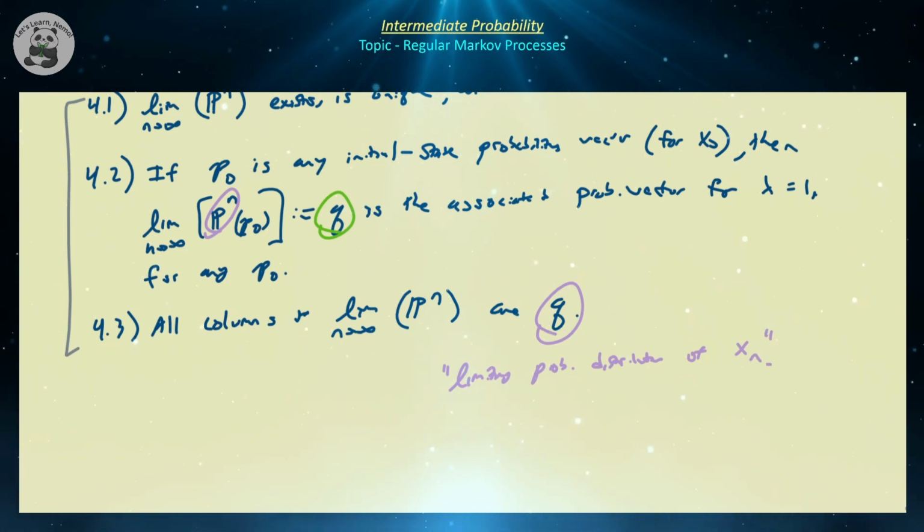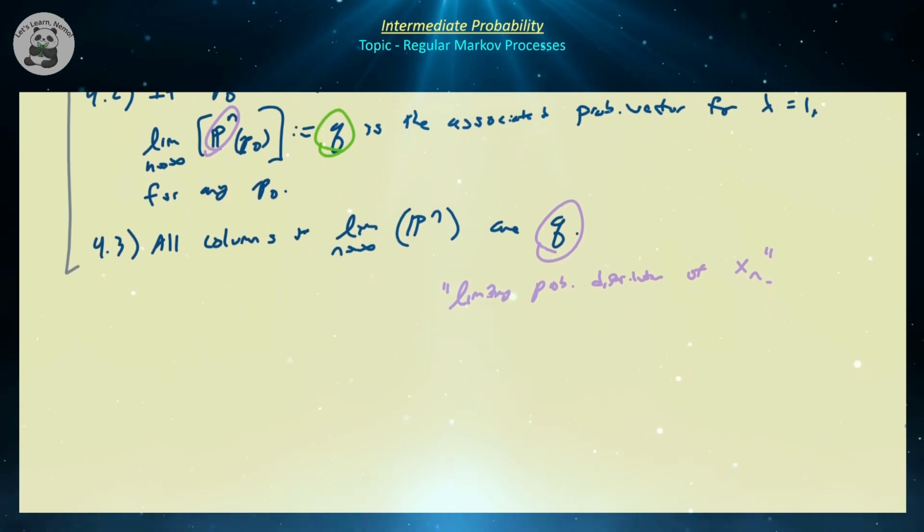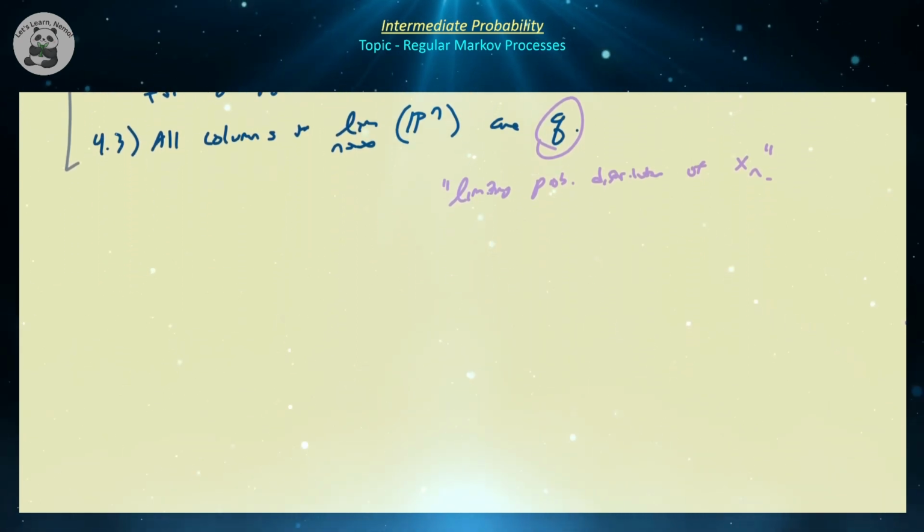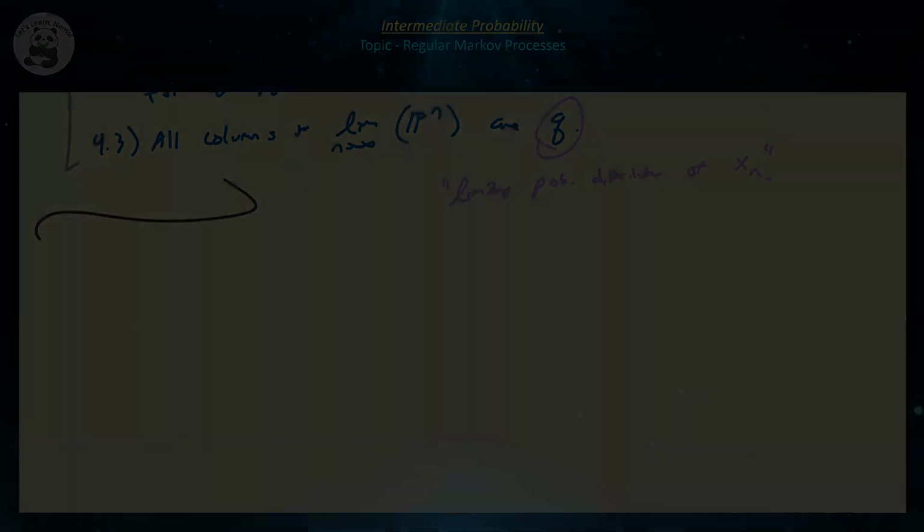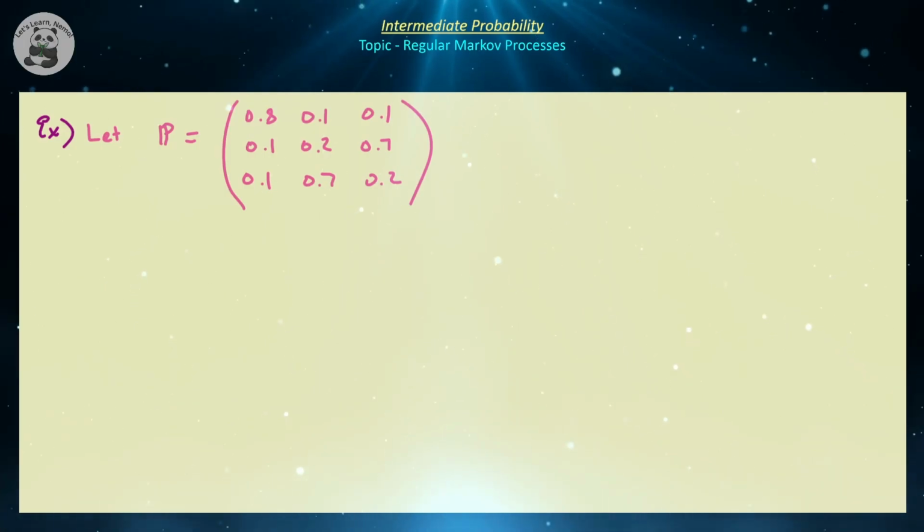All right, so let's look at an actual numerical example to see what's exactly going on here. Let's assume that we have this left stochastic matrix given here to be 0.8, 0.1, 0.1, 0.1, 0.2, 0.7, 0.1, 0.7, 0.2, which is obviously a left stochastic matrix, and it's trivially regular.